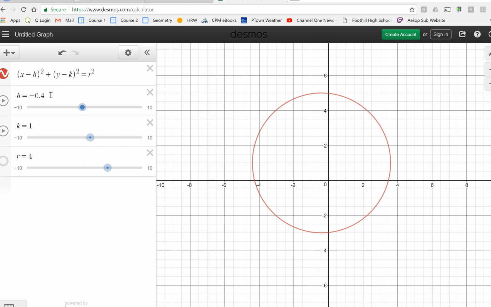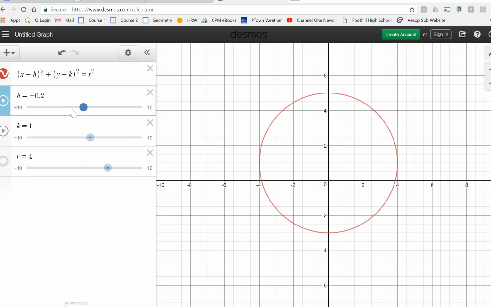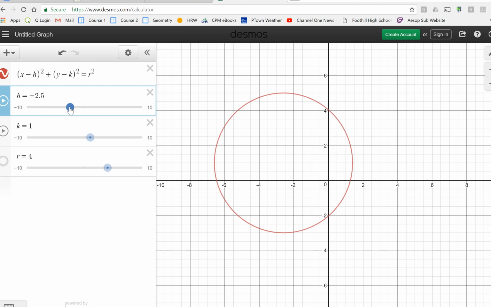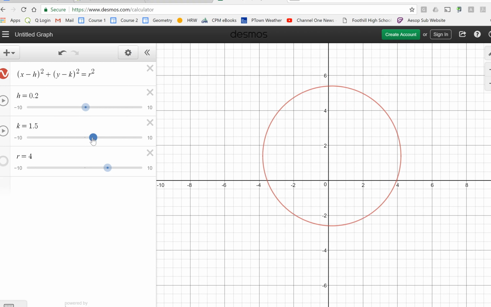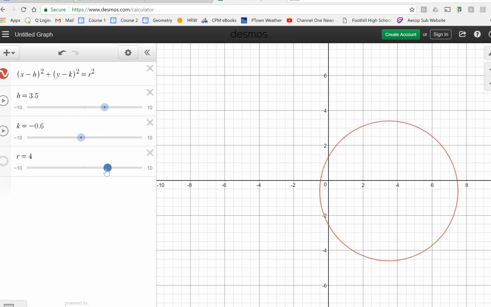If I make h 0, it puts it right on the y-axis because it has an x-coordinate of 0. If I make h negative, it moves in the negative direction. Okay? So that equation will give us any circle in the xy plane, where h and k give us the center and r gives us the radius.